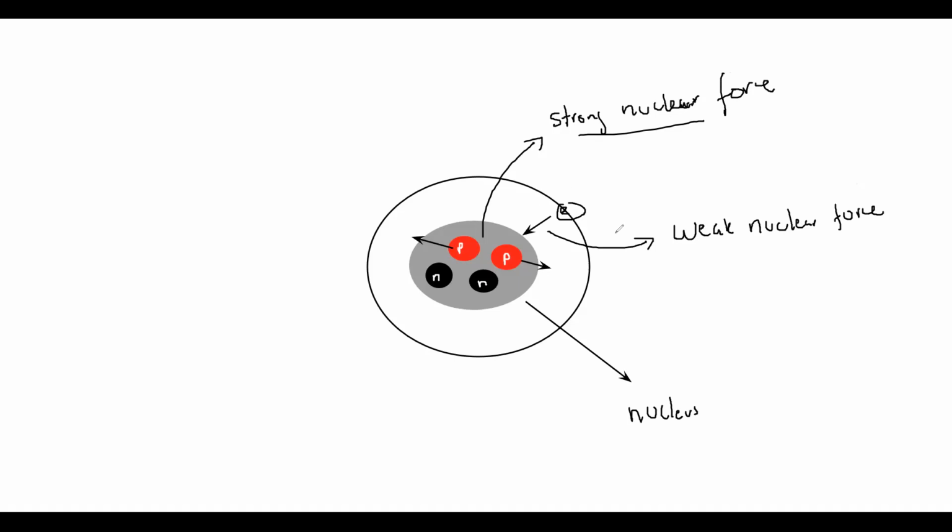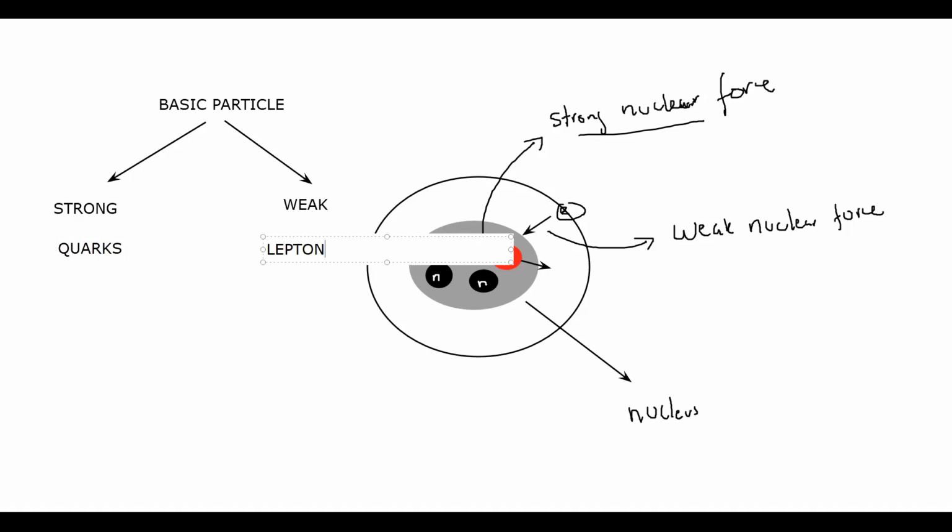So in terms of fundamental or basic particles, we divide the particles into two classes. Some particles experience the strong nuclear force, and some experience the weak nuclear force. The particles which experience the strong nuclear force are simply known as quarks, and the particles which experience the weak nuclear force are known as leptons. So basically, there are two fundamental particles. One is called lepton, another one is called quark.